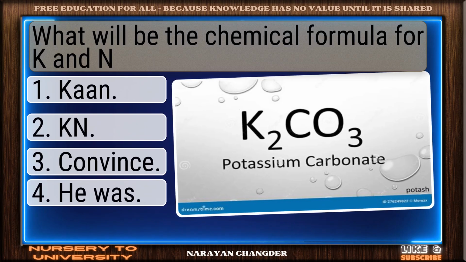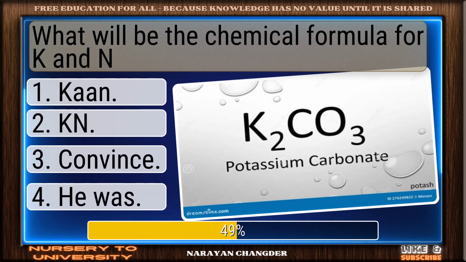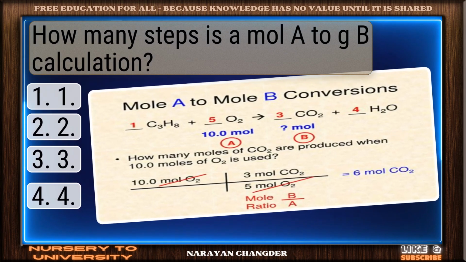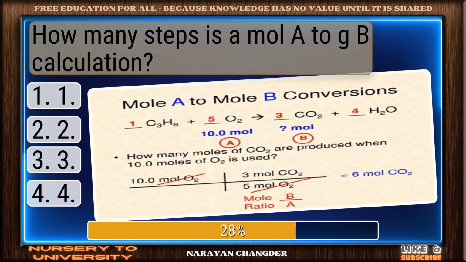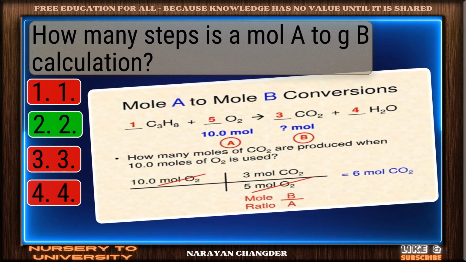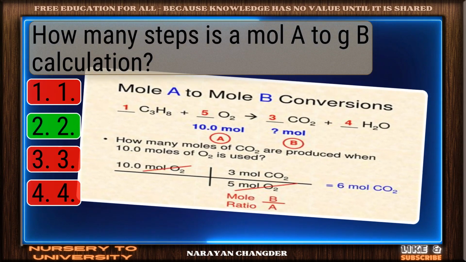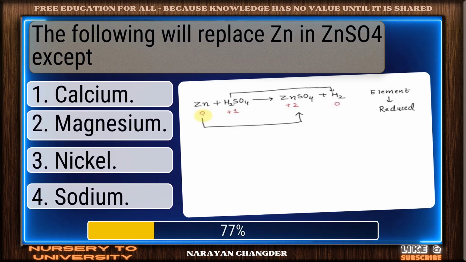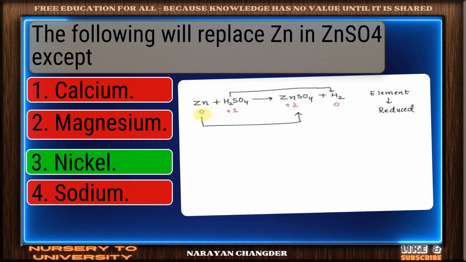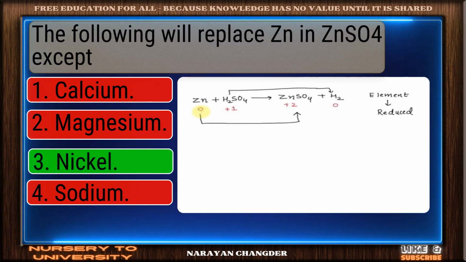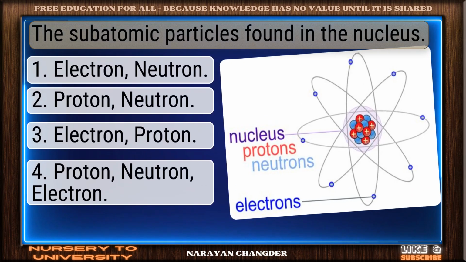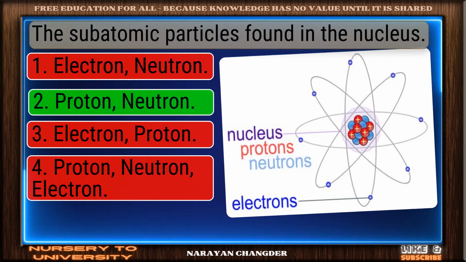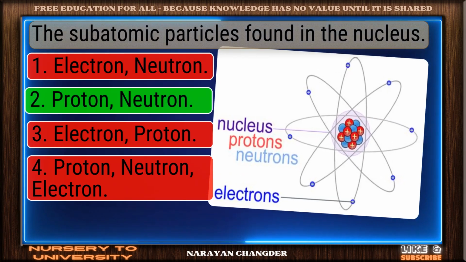What will be the chemical formula for K and N? Excellent. K3N is a brilliant choice. How many steps is a mole to gram calculation? Right again. 2 is a valid answer. The following will replace Zn in ZnSO4 except. Clear logic. Your choice nickel is sound and 100% true. The subatomic particles found in the nucleus. Correct, proton, neutron is the right answer.